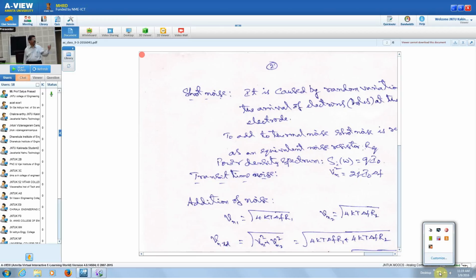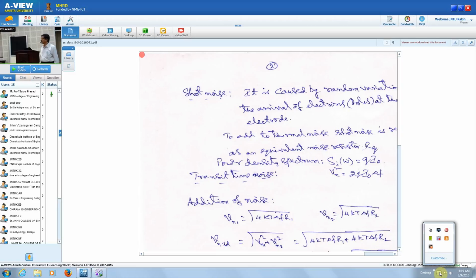shot noise is going to be given by q into I naught, or the mean square value is going to be 2q I naught into delta F, because the bandwidth is plus or minus delta F. Therefore 2q I naught into delta F, where q is the charge of the electron, that is 1.59 into 10 to the power of minus 19 coulombs. So that is about the shot noise.